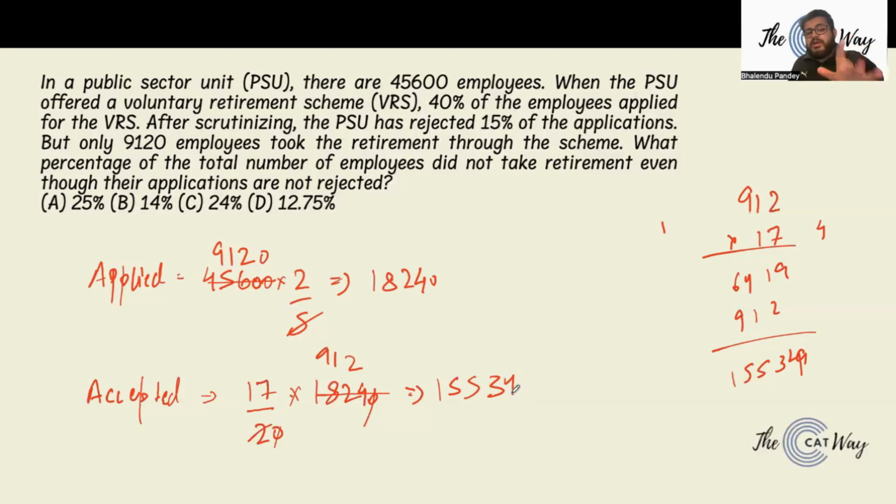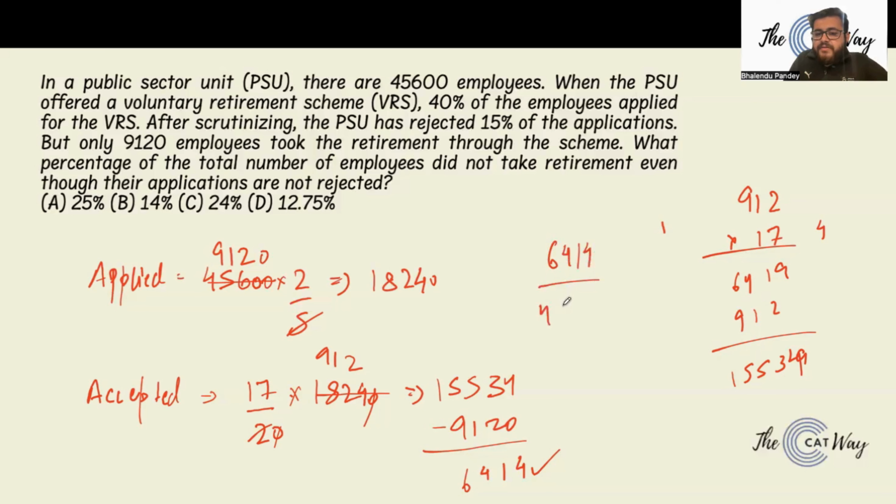Now out of them only 9,120 people took the retirement through the scheme. So the remaining people after removing 9,120 is 6,414. These many people did not take retirement through the scheme even after the application was accepted. Now the question is what percentage of the total number of employees did not take retirement, that is these people, even after the application was not rejected. So what percentage of the total is it?